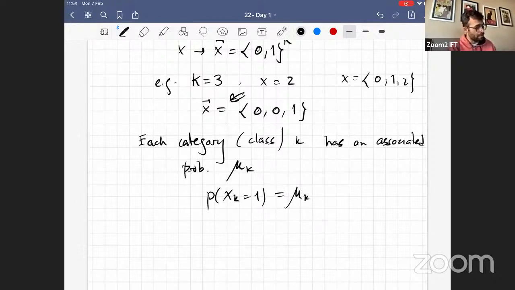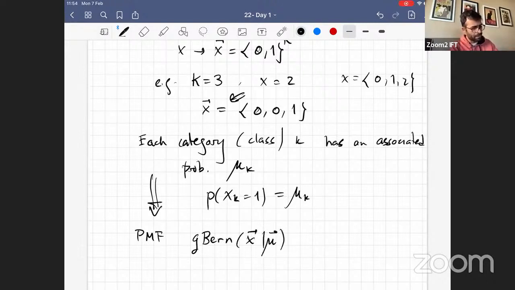Then following this, you get the PMF of this sort of variable. Again, here you have many names in the literature. I am calling it generalized Bernoulli. And the generalized Bernoulli is the following. So you have, of course, that the parameters of the generalized Bernoulli are now a vector of parameters, one for each class.